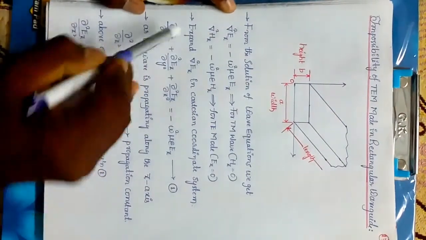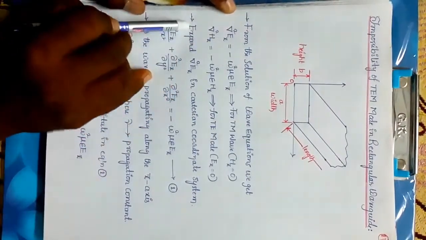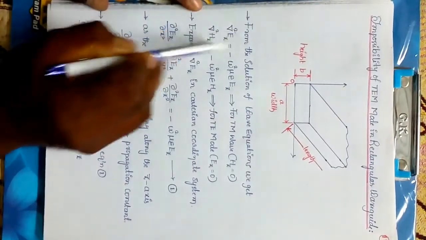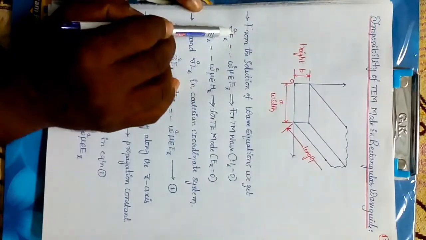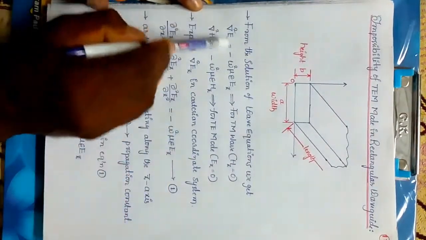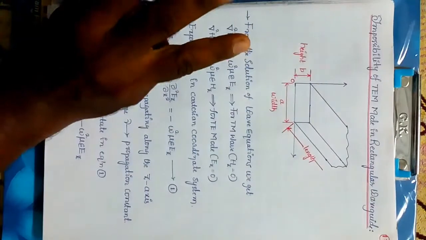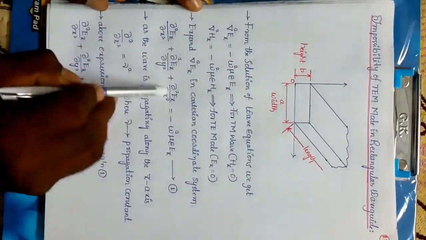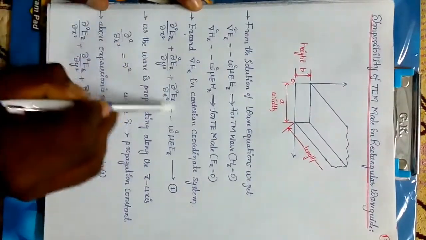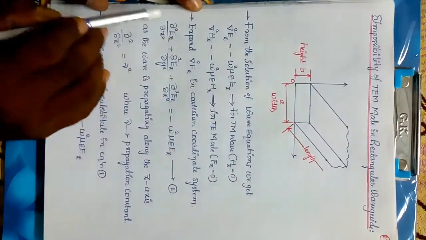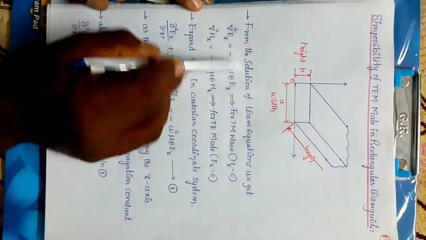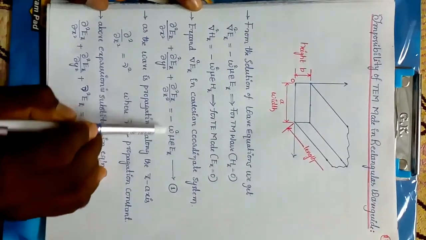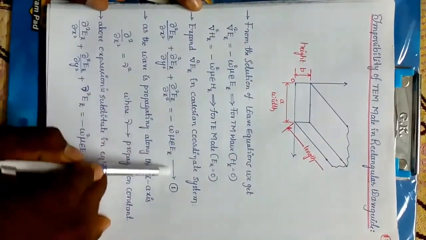For my convenience, I expand this term, del square Ez in the Cartesian coordinate system. After expanding this term in the Cartesian coordinate system, what are we getting? Simply write in three dimensions: dou square Ez by dou x square plus dou square Ez by dou y square plus dou square Ez by dou z square. This is in 3D, in the Cartesian coordinate system. The right-hand side is similarly minus omega square mu epsilon Ez. This is equation 1.